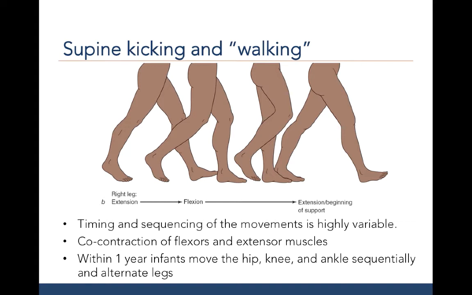Within the first year, infants begin to move their hips, knees, and ankles sequentially, starting with the hip and moving down to the ankle, and they begin to alternate the limb movements. This later pattern is much more similar to that of adult walking.